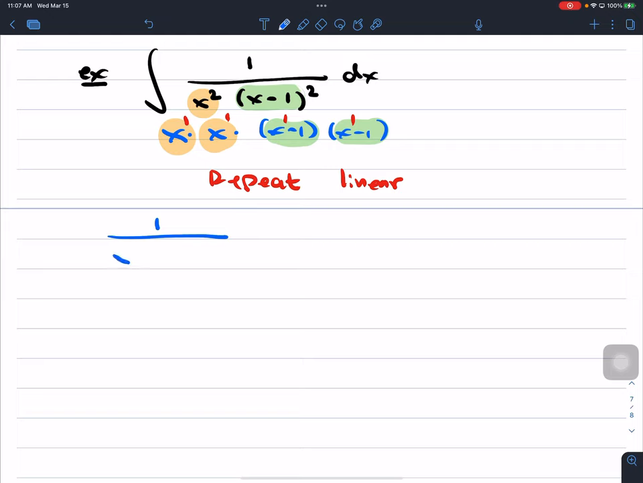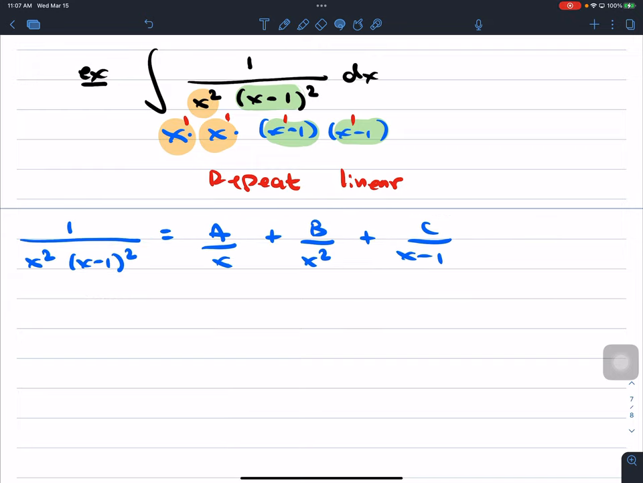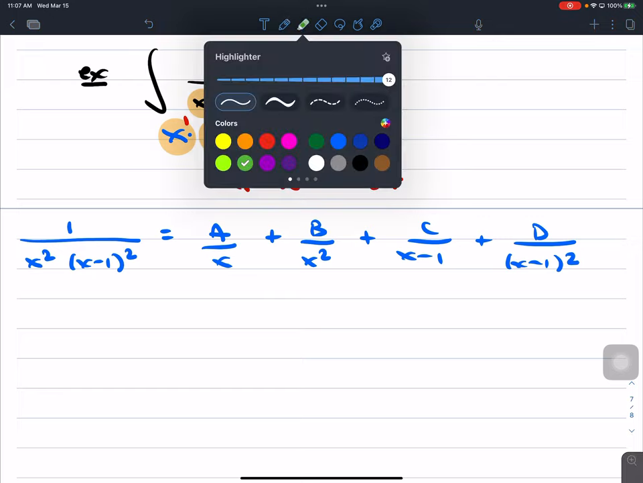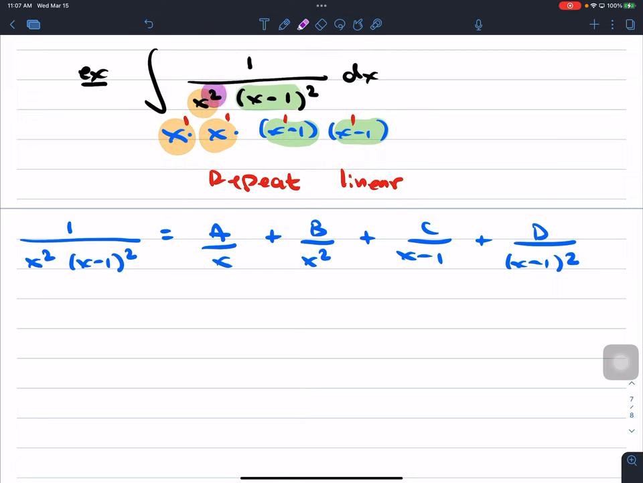This is 1 over x squared, x minus 1 squared. That is A over x, B over x squared, C over x minus 1, okay? And then it's going to be what? D over x minus 1 squared. So remember, you always start with 1, but you end where the highest power of that repeat linear factor is. Okay, so maybe you guys can see it with the colors there.